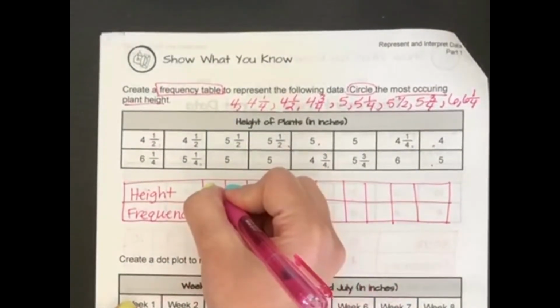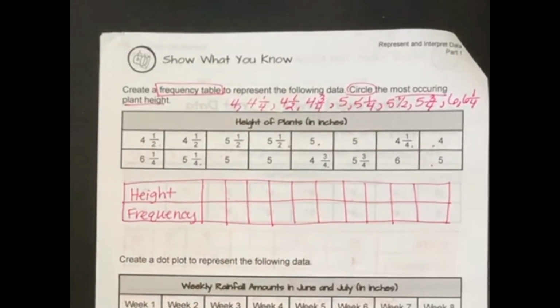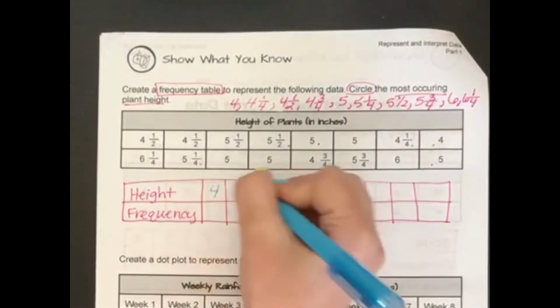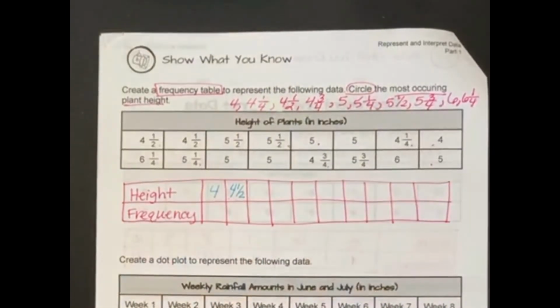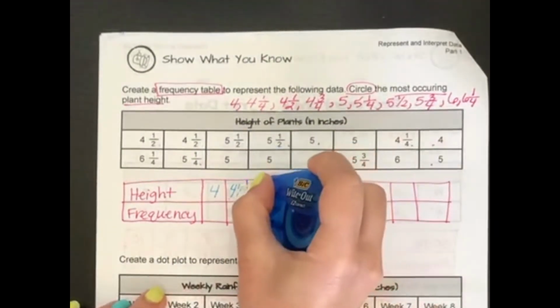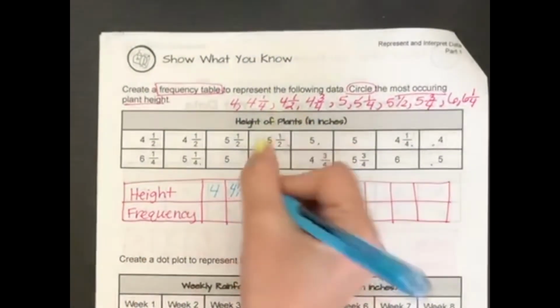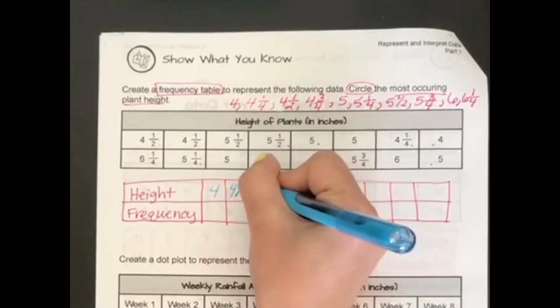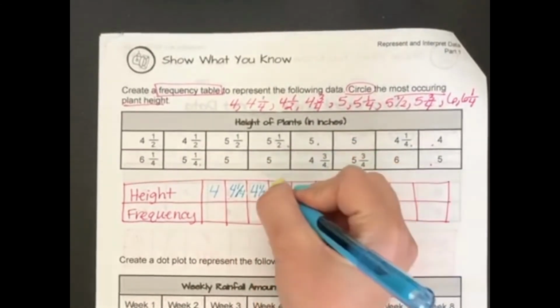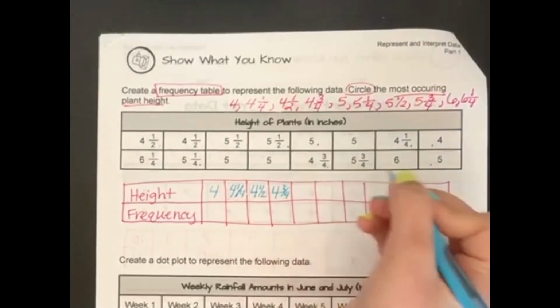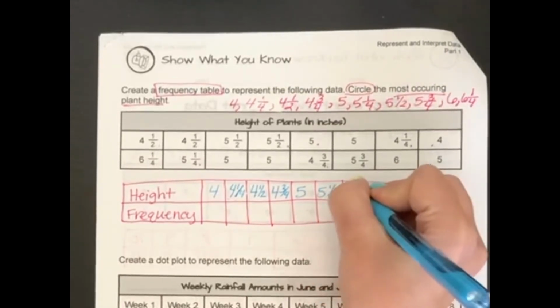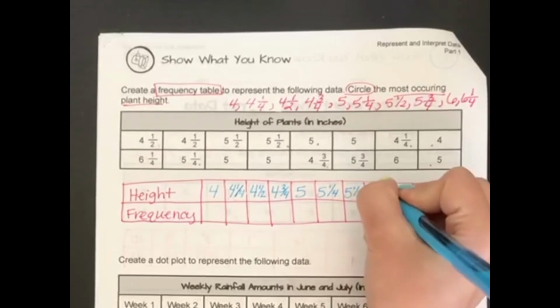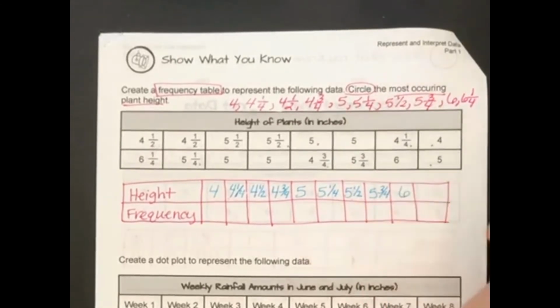Now my heights I can list out. I'm going to change up the color here for you. I have 4, 4 and 1/4, 4 and 1/2, 4 and 3/4, 5, 5 1/4, 5 1/2, 5 3/4, 6, and then 6 1/4.